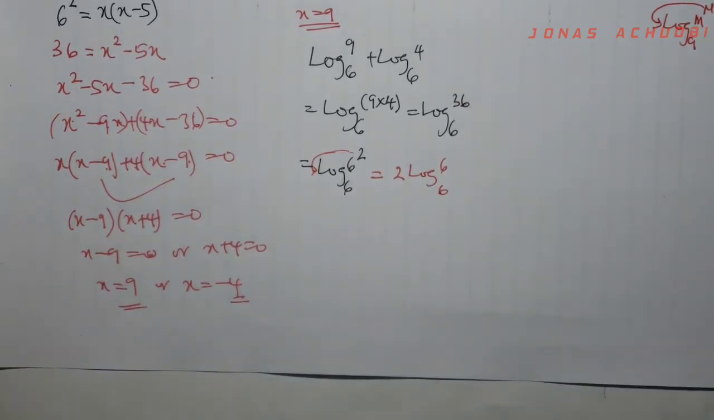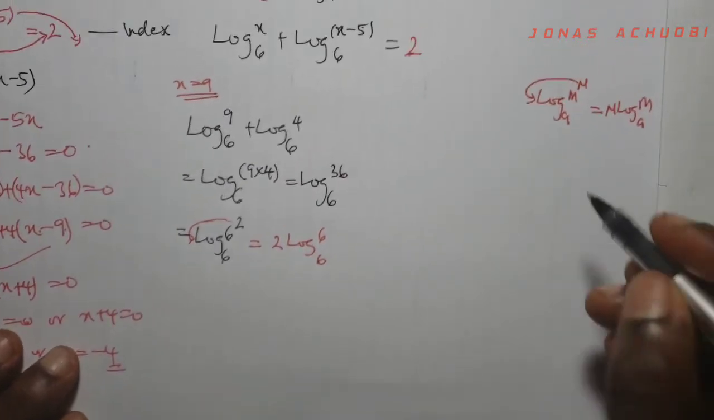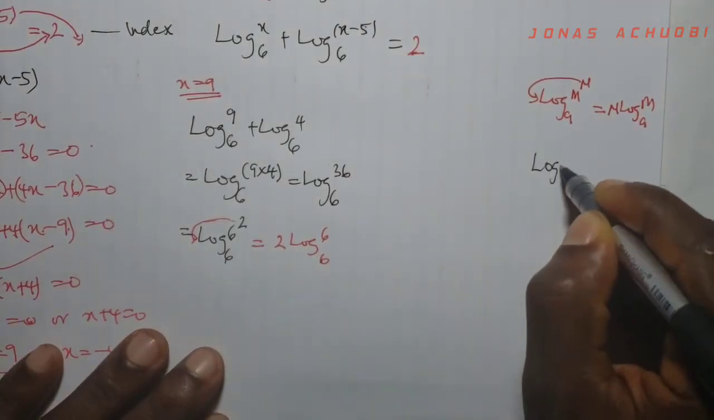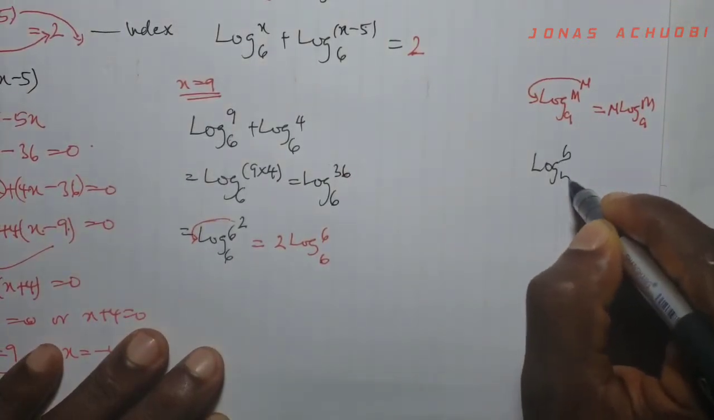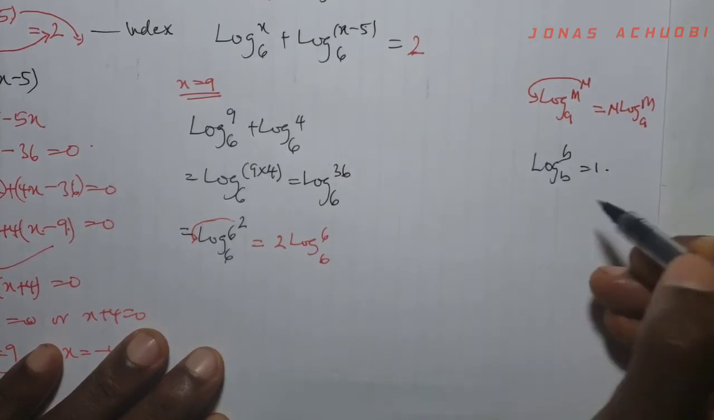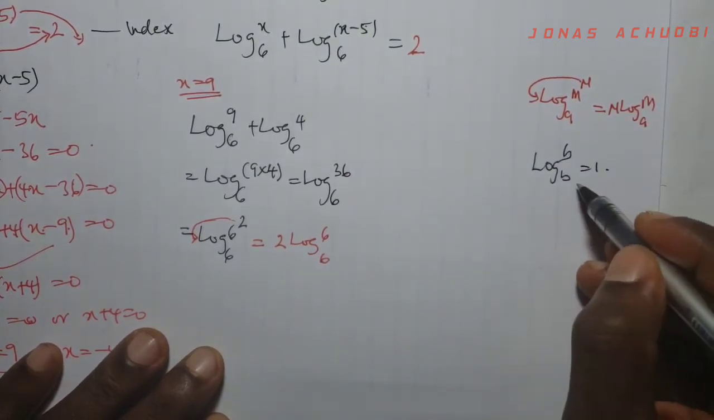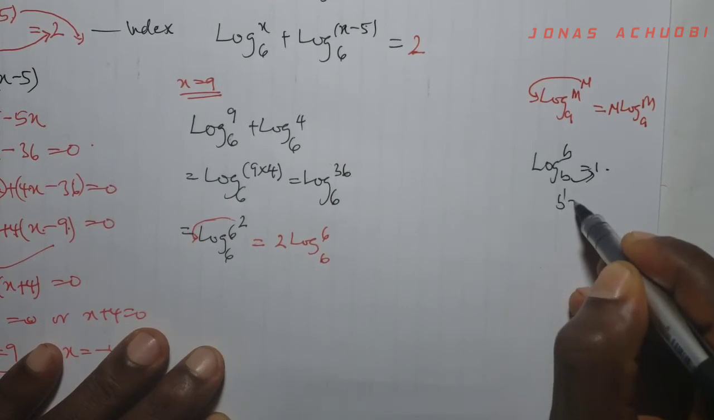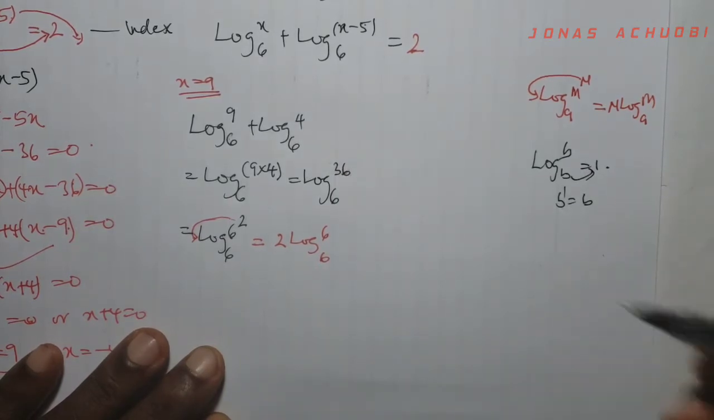And if you recall again from our laws of logarithm, we said also that log to the same base is 1. Log b base b is 1. And of course, in index form, it agrees because b to the power 1 is b. So log to the same base is 1.